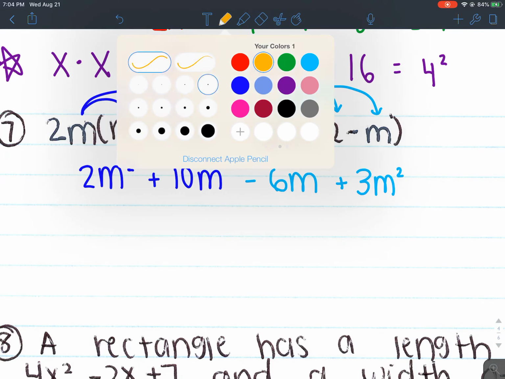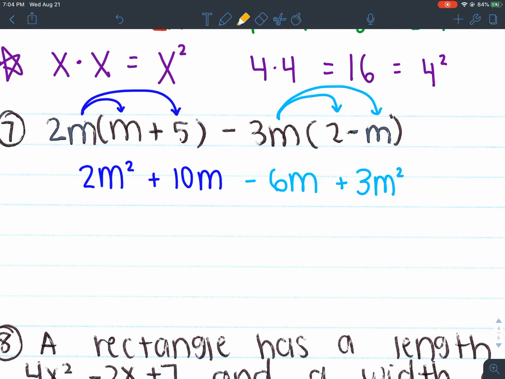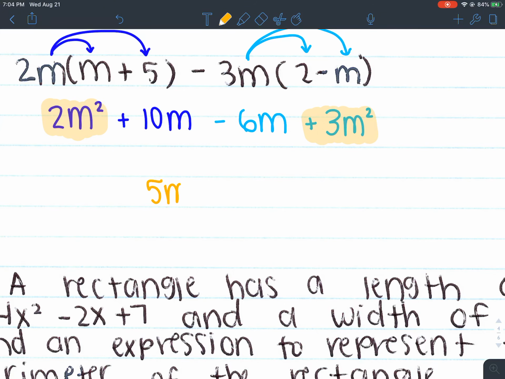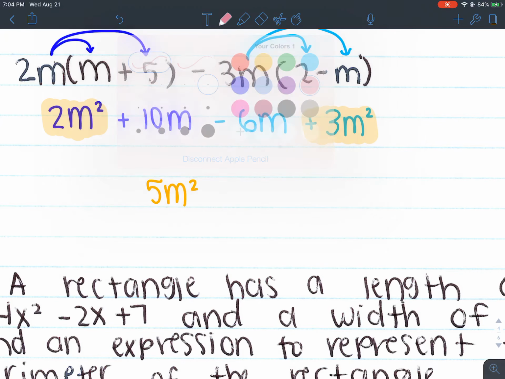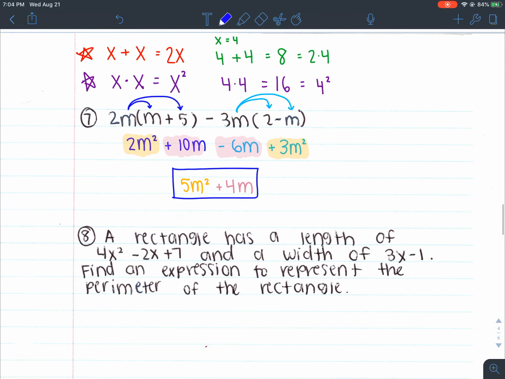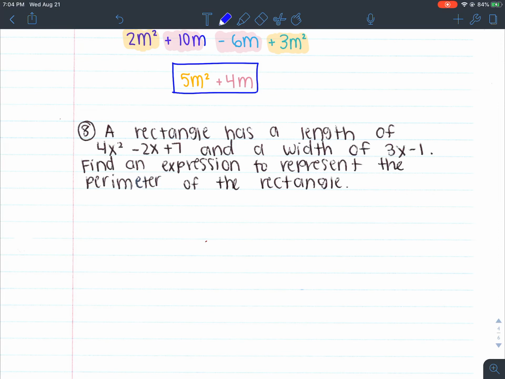Now, you're going to combine like terms if you have any. Well, I have 2m squared, and I have a positive 3m squared, so I can add those, and that's going to give me 5m squared. And then I have 10m minus 6m, and that's going to be plus 4m. And that is that one.